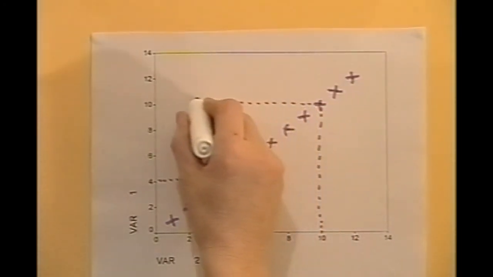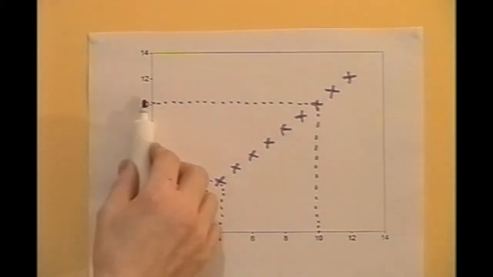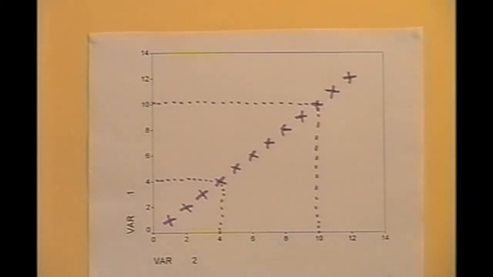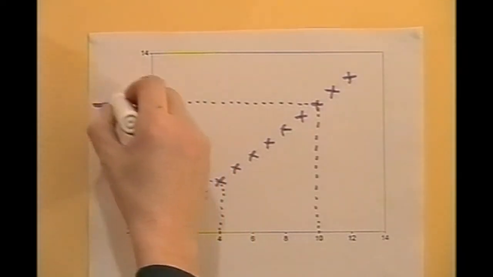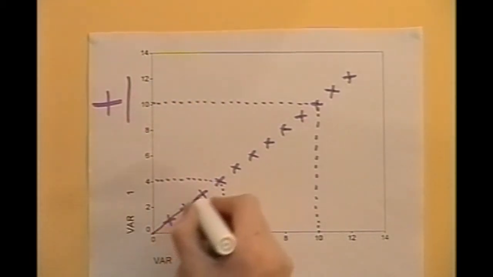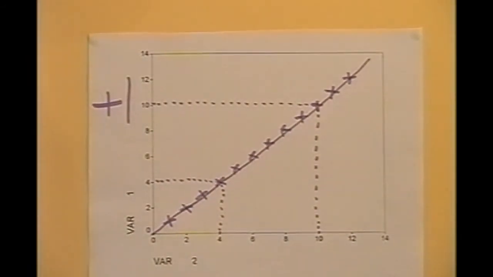Here we've got 10, and when variable 1 has a value of 10, then it's got the same on variable 2. So what we're saying is that as variable 1 increases, variable 2 increases in a way which is exactly proportionate. So this is a perfect positive correlation. The positive correlation here is actually +1, because as variable 1 increases, variable 2 increases in exactly the same way.